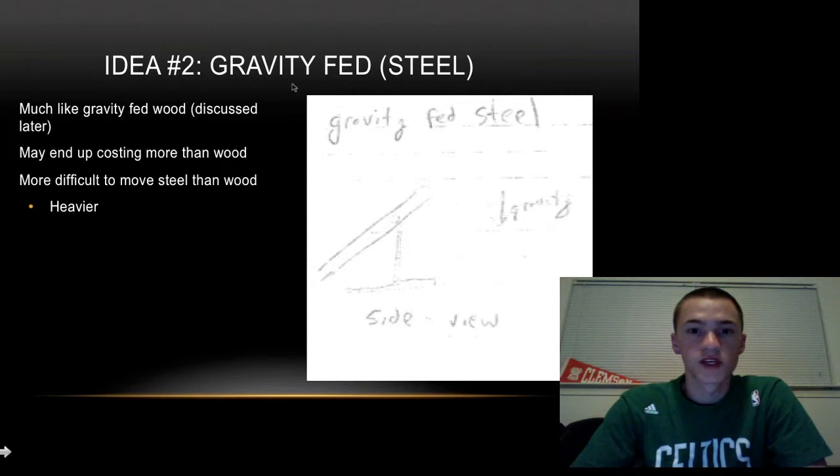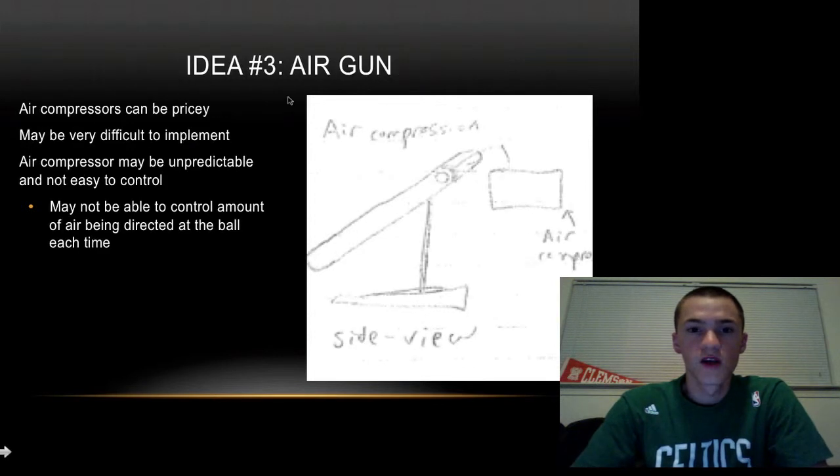Second idea is the gravity fed idea, but using steel. We ended up using wood for ours. We're using the gravity fed idea, but the basic difference is steel may end up costing a little bit more, and it may be a little bit more difficult to build the steel due to welding and different things like that. The third idea we came up with was using compressed air.